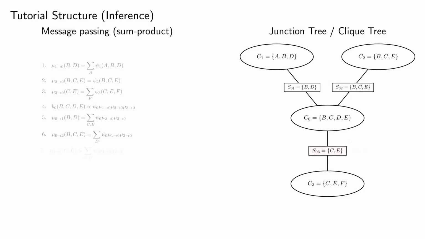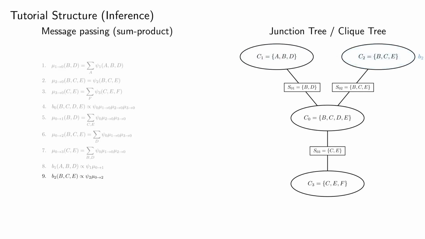For the message to cluster 3, we use the incoming messages from C1 and C2. We sum out B and D because neither appears in subset O3. The result is defined over the shared variables C and E. Cluster 1 can now form its belief by multiplying psi1 by the message from cluster 0. The local factor supplies information from the cluster itself. The message summarizes the rest of the tree.